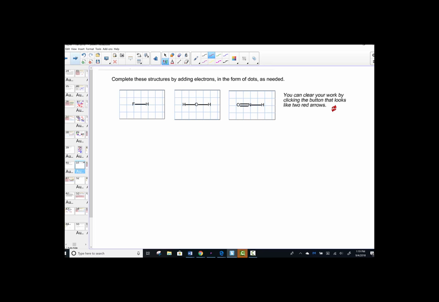I'm going to ask you to add electrons in the form of dots as needed. So I suggest tallying how many total dots you have and make sure that you place them all by the time you're done with this particular homework problem. Fluorine lives in group 7. Hydrogen has 1. You have 8 dots. Two of them are already used to make that single bond. So you can see that you'd place 6 more around the fluorine and complete that structure.